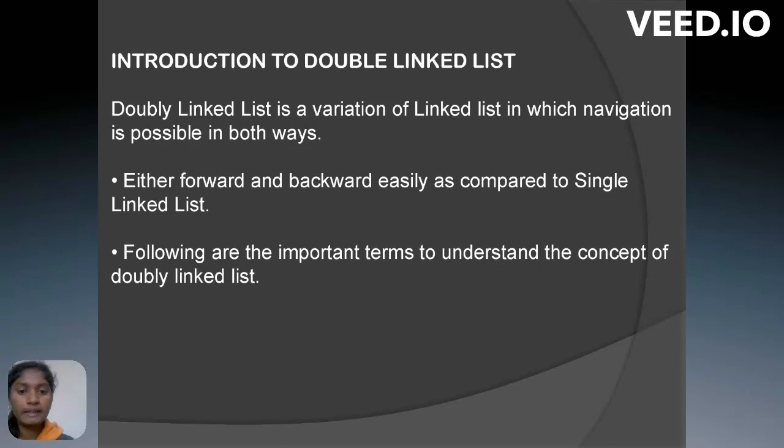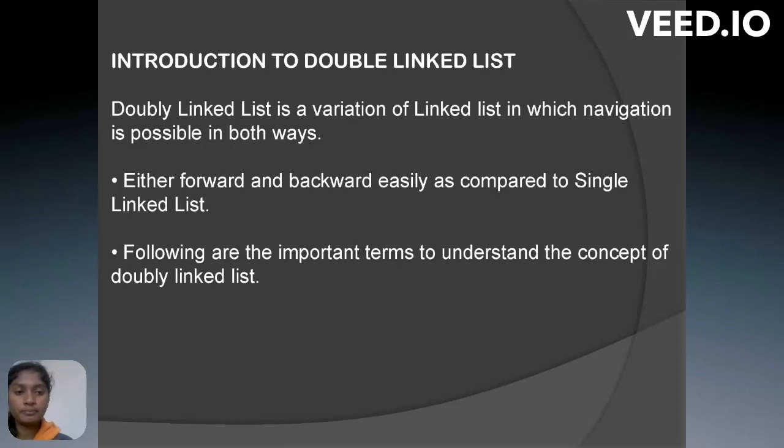Introduction to doubly linked list. A doubly linked list is a variation of linked list in which navigation is possible in both ways, either forward or backward, easier as compared to a singly linked list.